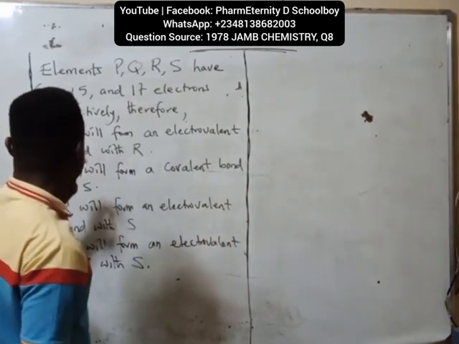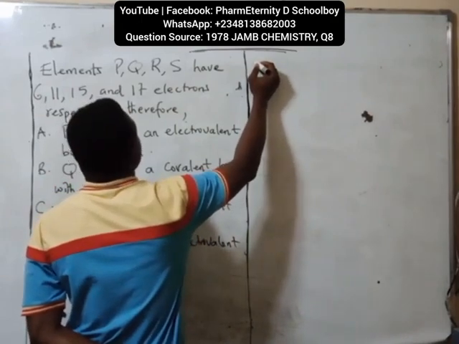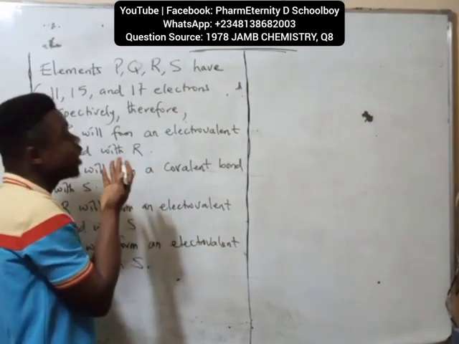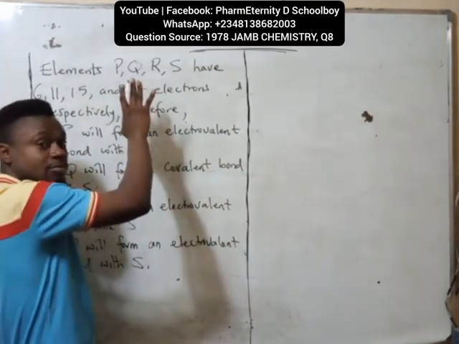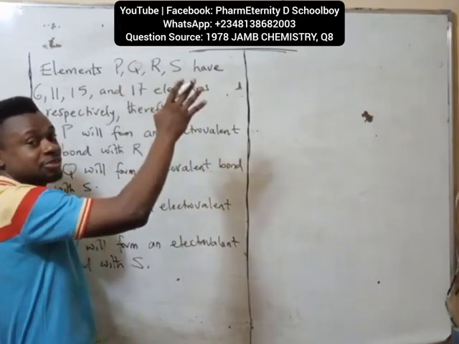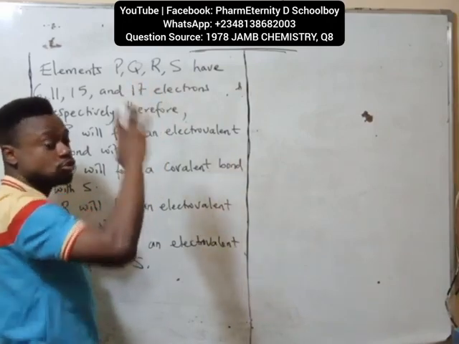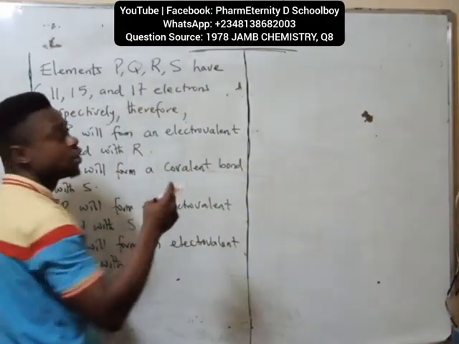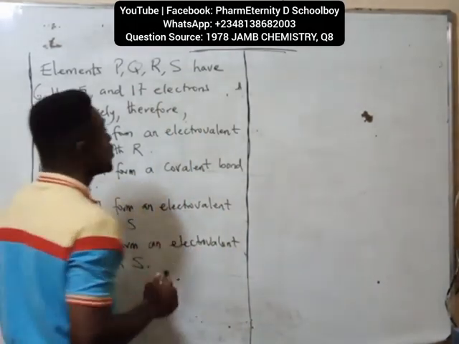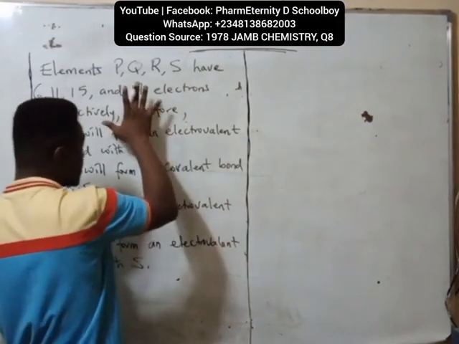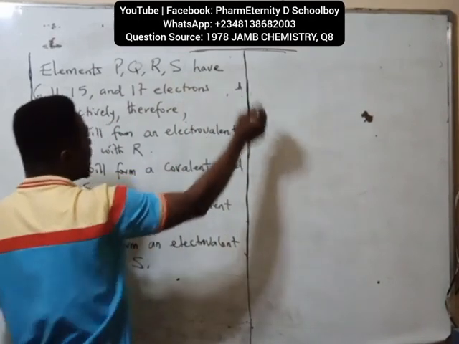Let us pick them one after the other. Even though they didn't mention whether ion or whatever, we assume that it is the atom we are talking about. So the number of electrons is equal to the number of protons in an atom, because an atom is neutral. So we take this to be the atomic number, because we assume that this is an atom of an element.